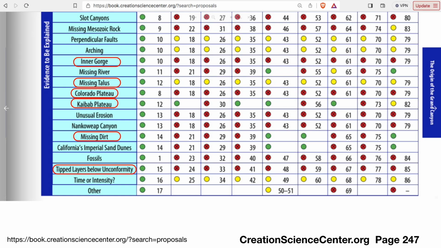Okay, and then you can see this for yourself for free. If you go into creationsciencecenter.org, it's a flip book. Just type in page 247, and you'll be able to see this. You'll be able to look. You go into the index, and you'll be able to find a table of contents. Just click on Grand Canyon, and you can see all this stuff yourself. And it's phenomenal.